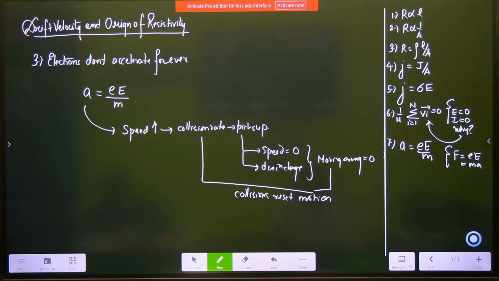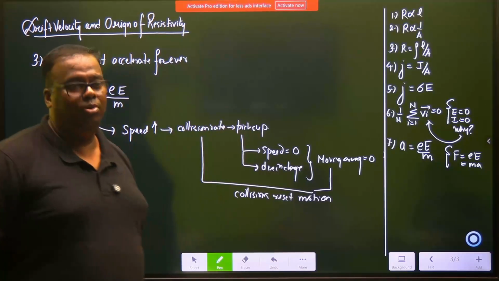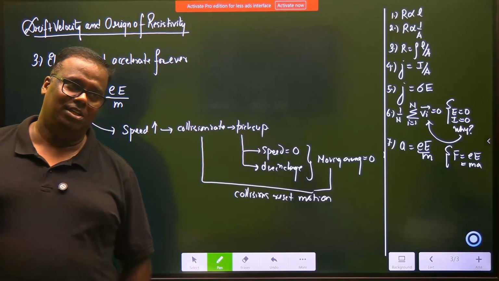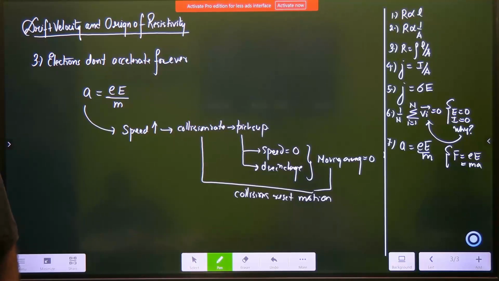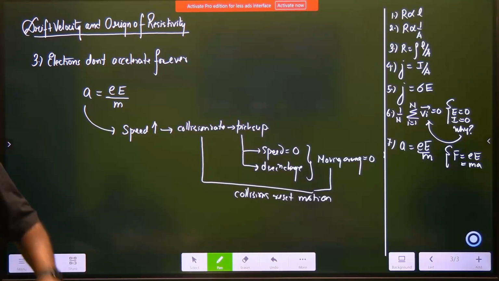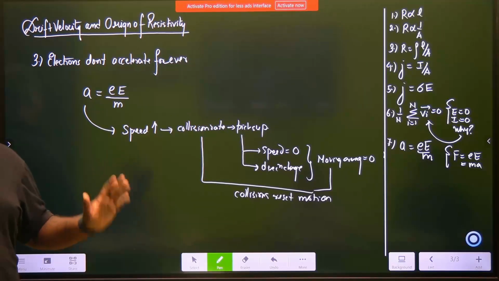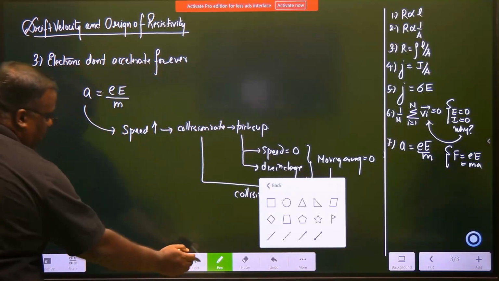Point number 3 clear? So what was point 1? No E, no I. Point 2, with E, F is developed. F is developed, A is developed. Point number 3 comes, A is developed. What happens to V? Doesn't V pick up? No, the A will give you a lot more collisions. Each collision will give a reset to your motion. Ultimately, your average motion is 0. You still continue to drift. So the A part is taken care of. We are trying to study everything at a microscopic level.